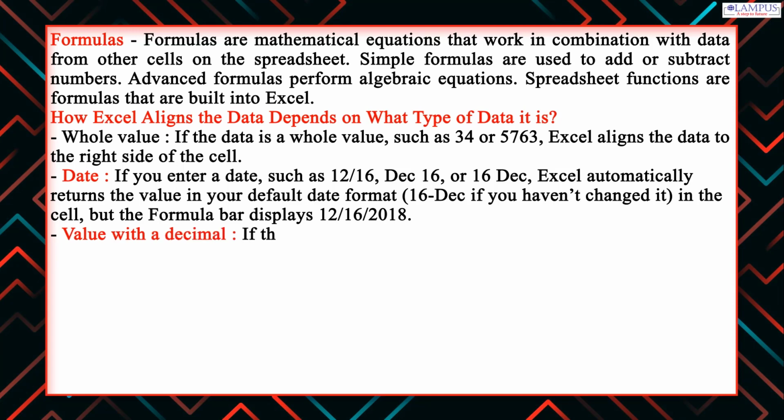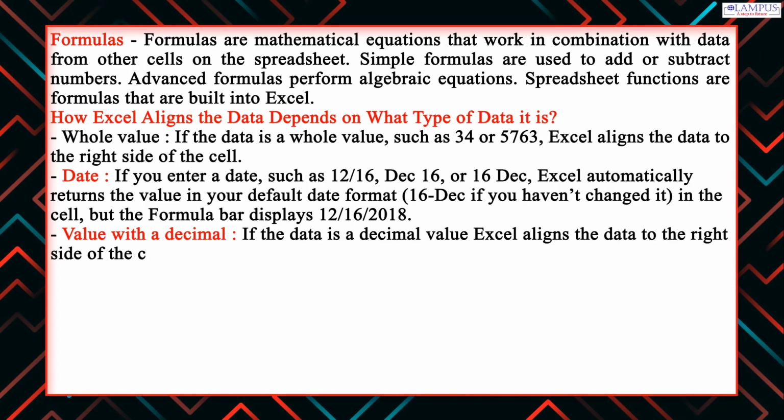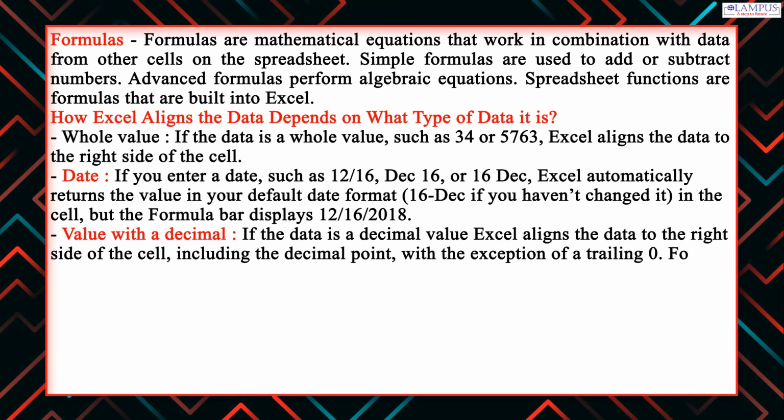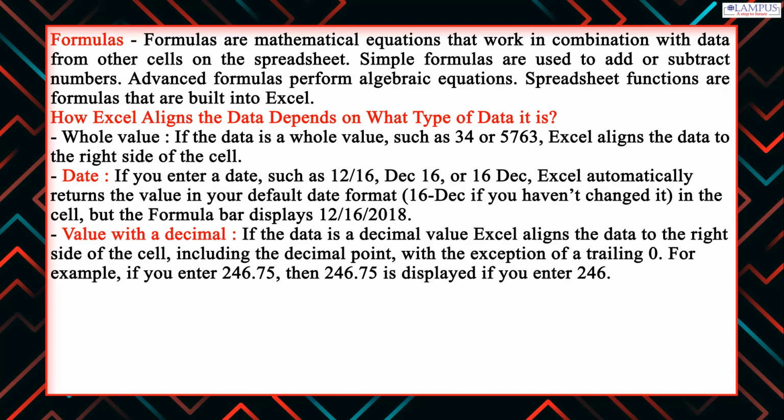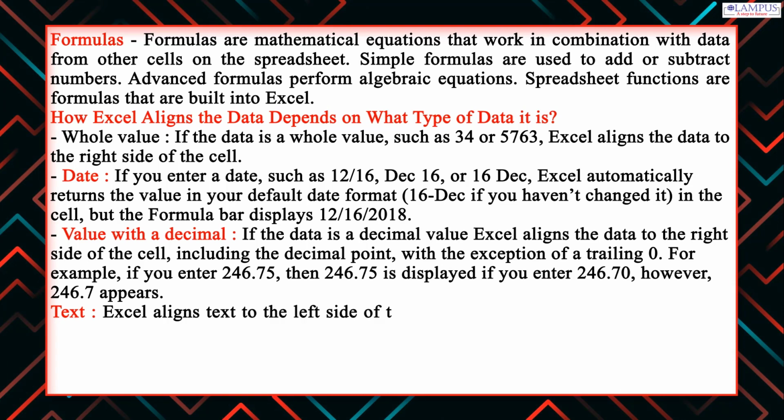Value with a decimal. If the data is a decimal value, Excel aligns the data to the right side of the cell, including the decimal point, with the exception of a trailing zero. For example, if you enter 246.75, then 246.75 is displayed. If you enter 246.70, however, 246.7 appears.